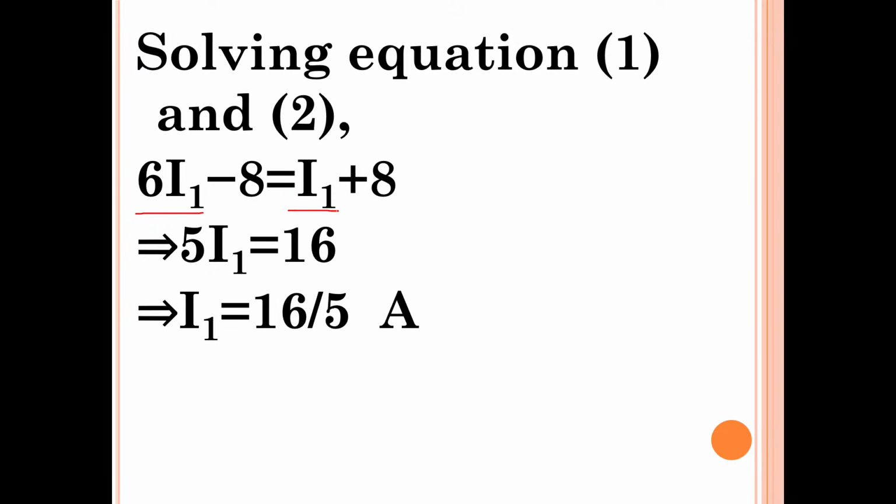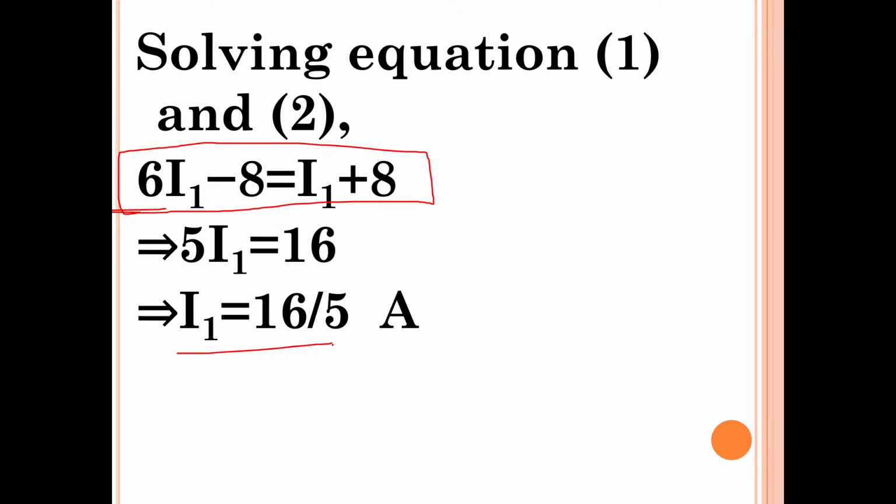Here I1, send it this side, it will become minus I1. So 6I1 minus I1, you will get 5I1. Minus 8, send it to this side, it will become plus 8. So 8 plus 8, you will get 16. I don't think it is necessary for me to explain how to simplify a given expression; you might already know that. So 5I1 equal to 16, so I1 equal to 16 by 5 amperes.